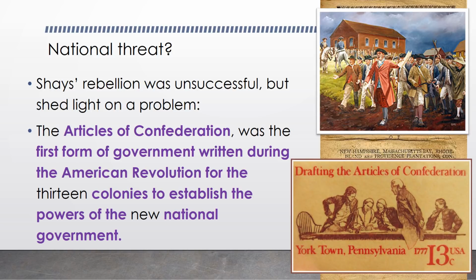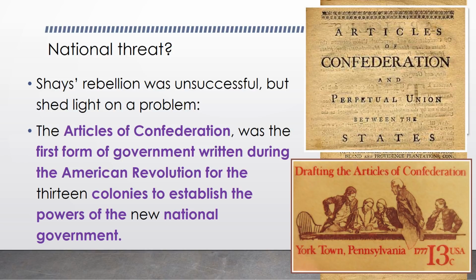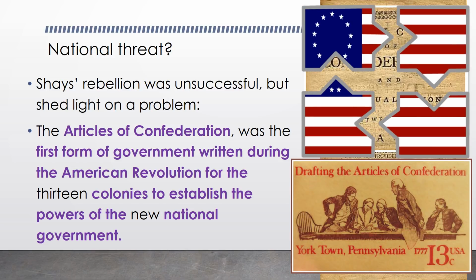It did shed light on a growing major problem, and that was the way that America's government was being run and the Articles of Confederation. The Articles of Confederation was the first form of government written during the American Revolution for the 13 colonies to establish the powers of the new national government. But in many ways, it fragmented the colonies from one another and was in desperate need of being amended or fixed.